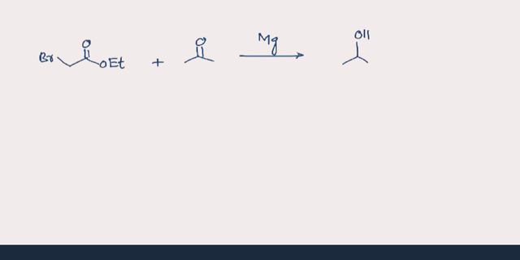So for example, I have this ester, an alpha haloester, and I am going to react it with acetone. Instead of zinc, I am going to use magnesium. Again, I get the same product, the beta hydroxy ester, and on condensation, I'm getting the product.